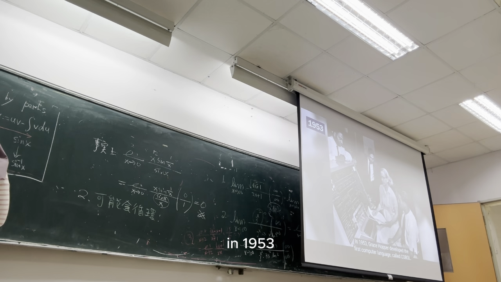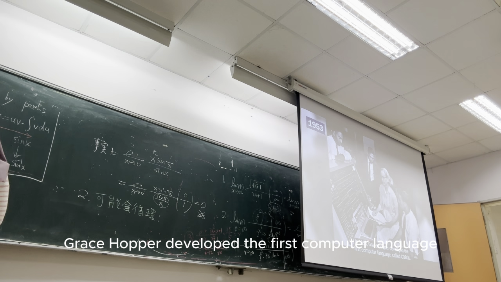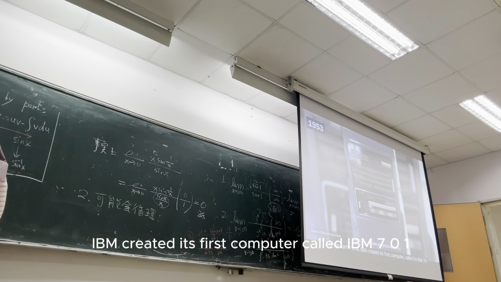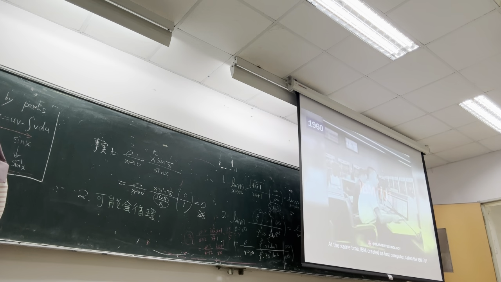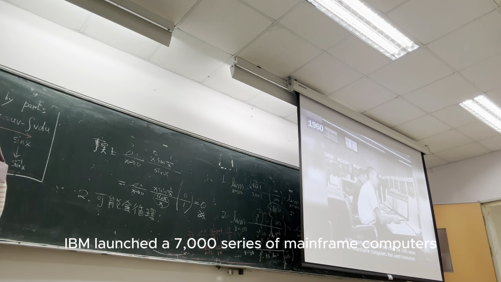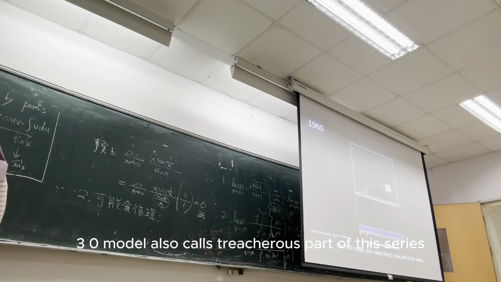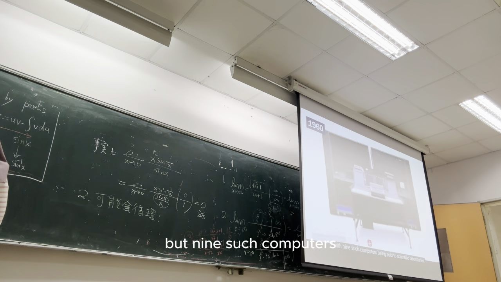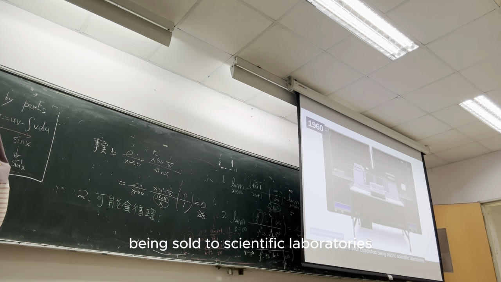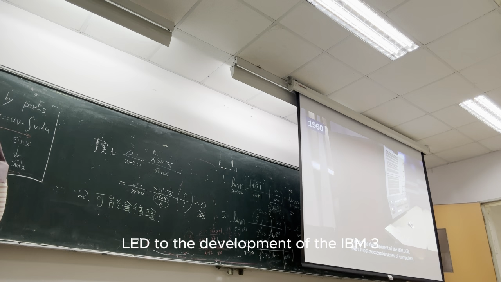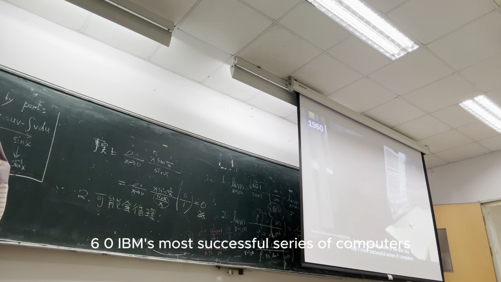In 1953, Grace Hopper developed the first computer language called COBOL. At the same time, IBM created its first computer called IBM 701. In the early 1960s, IBM launched the 7000 series of mainframe computers that use transistors. The 7030 model, also called Stretch, was part of this series, with 9 such computers being sold to scientific laboratories. The technologies used for this computer led to the development of the IBM 360, IBM's most successful series of computers.